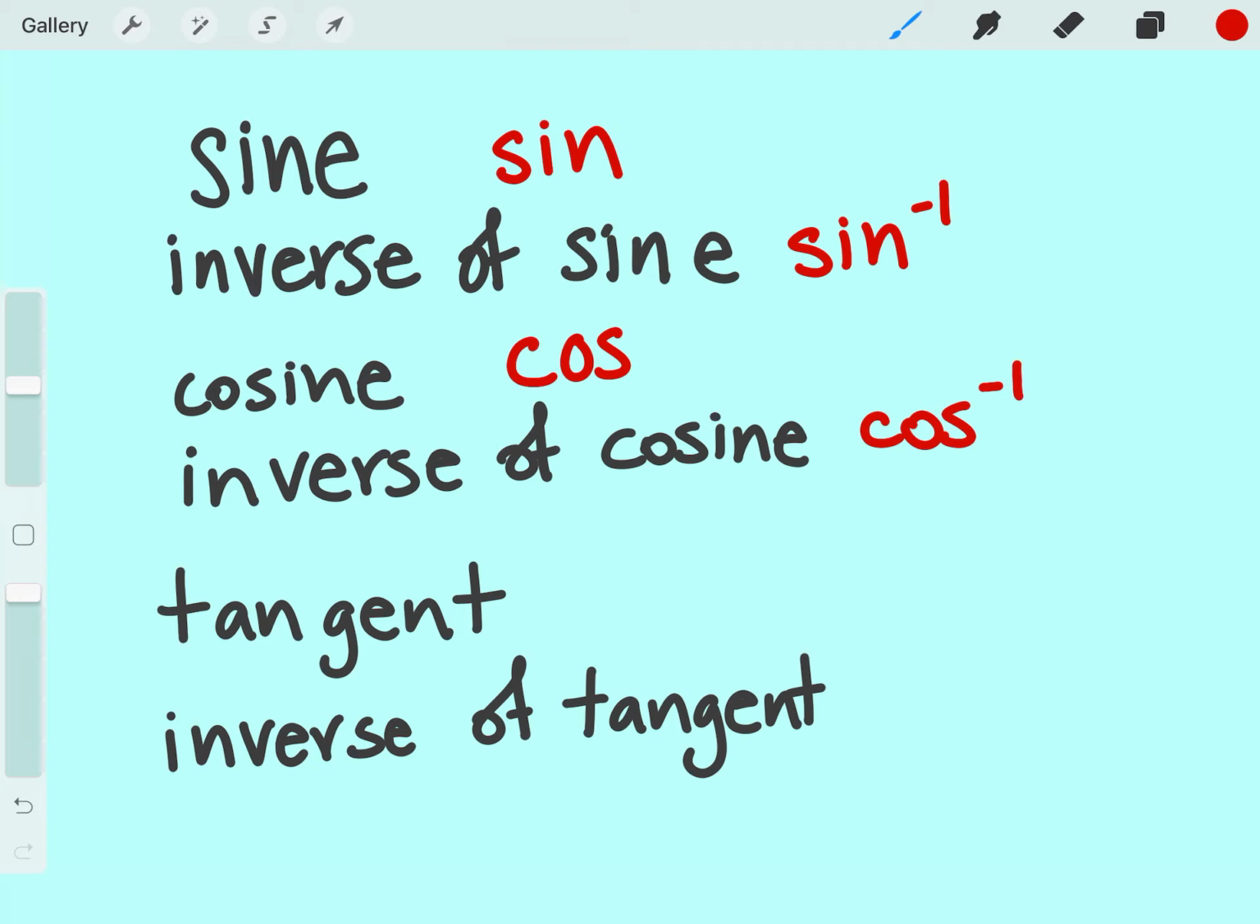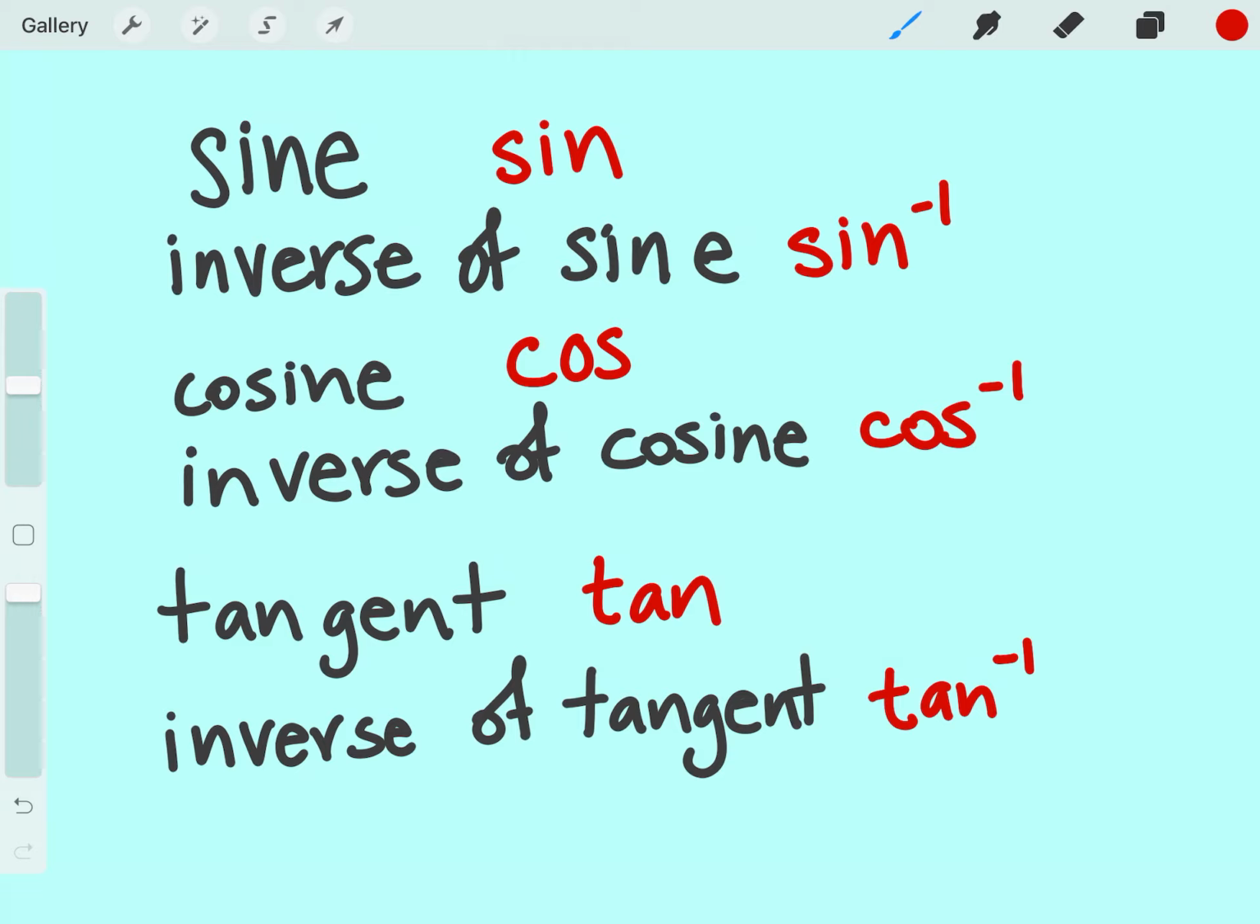Tangent is going to be shortened to those first 3 letters as well, T-A-N. And inverse of tangent is going to be T-A-N to the power of -1. So some of you might have been using your phone's calculators. You might have seen these before, but what I want us to do is to all be using the same calculator so we make sure we know what's going on.